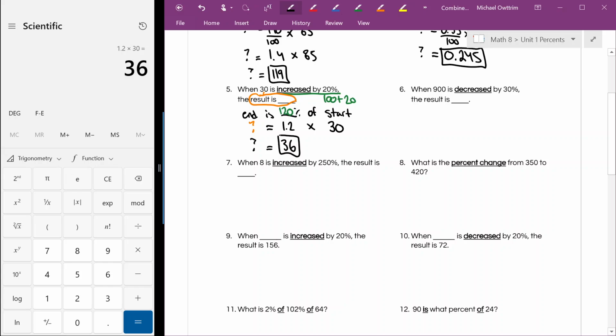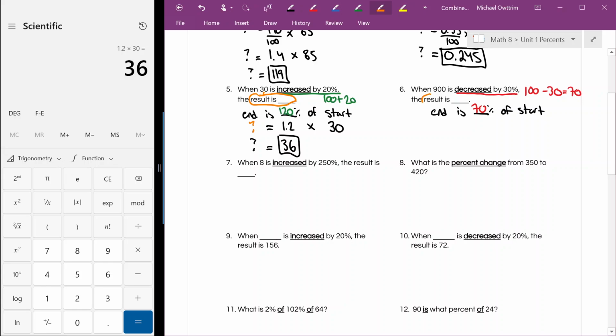Let's take a look at number 6. Again, we have decreased by some percent, where we know the percent. So we'll use our setup that the end is some percent of the start. Now in the case of a decrease, we're going to be subtracting from 100. So 100 take away 30 is 70%, and our end will be 70% of the start.